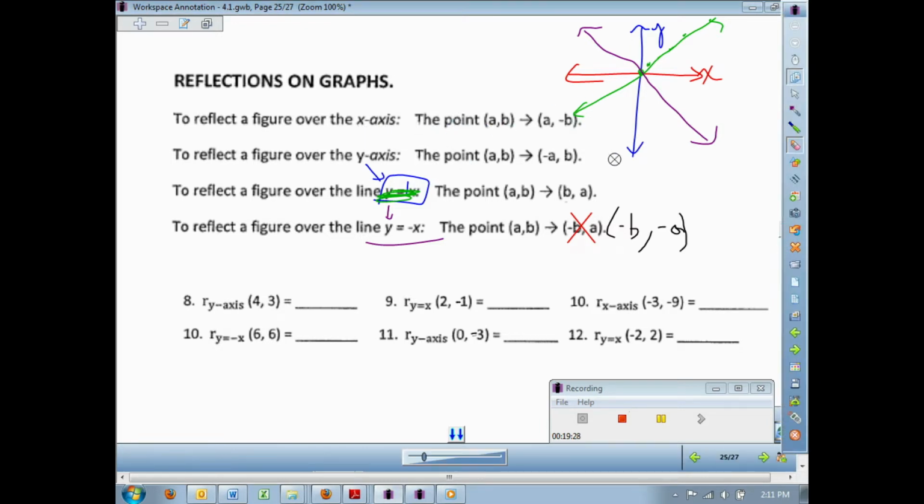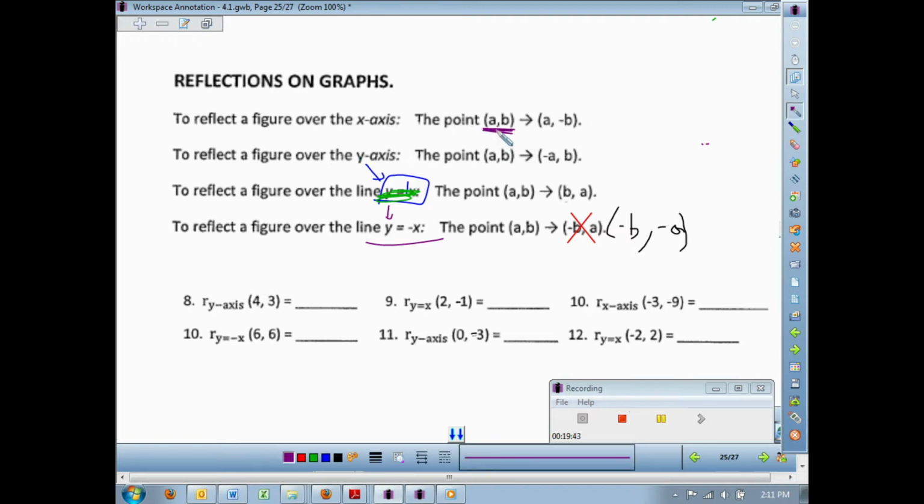What we're going to do is, on your paper, we're going to translate this rule into actual English right here. So let me make my eraser a little bit bigger here. Okay. To reflect over the x-axis, here's what this says. If I had some point AB, where this is the x value, that's the y value, right? Okay. If I had just any point in the world, to reflect that point over the x-axis, what changed from the original guy to the second guy?